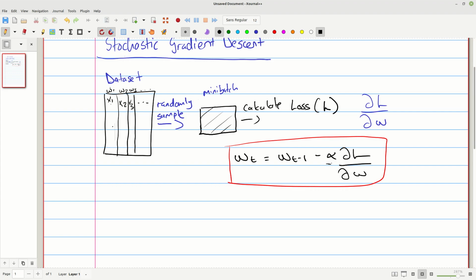But this feature X1 might be sparse, this feature X2 might be dense. So it would be more appropriate to have different learning rates for the different weights, right? Here, whether we have W1 or W2 or W3, our weight values, we're using the same learning rate.